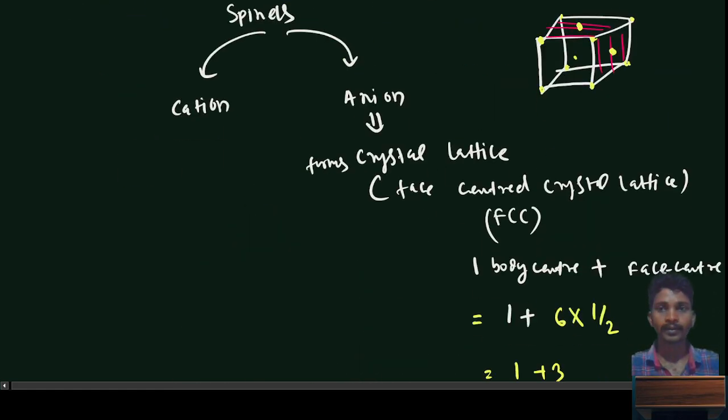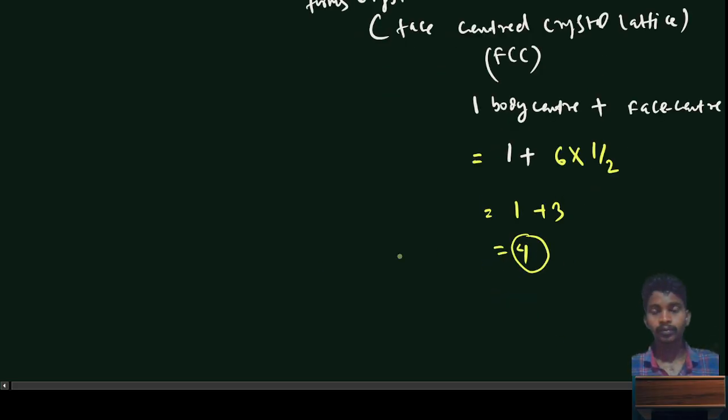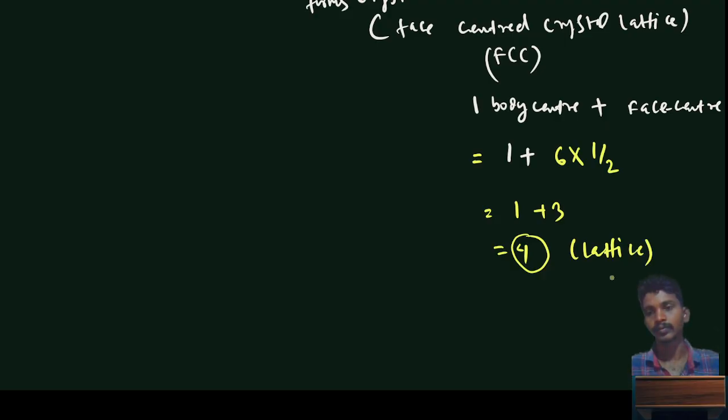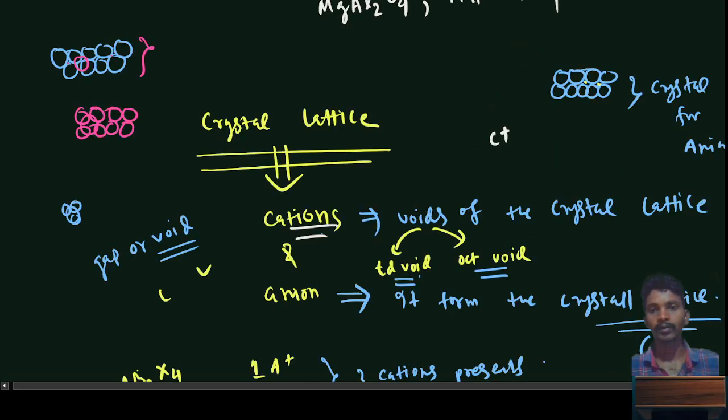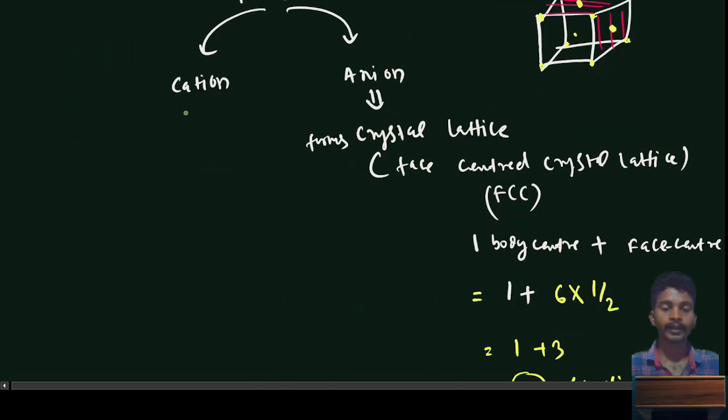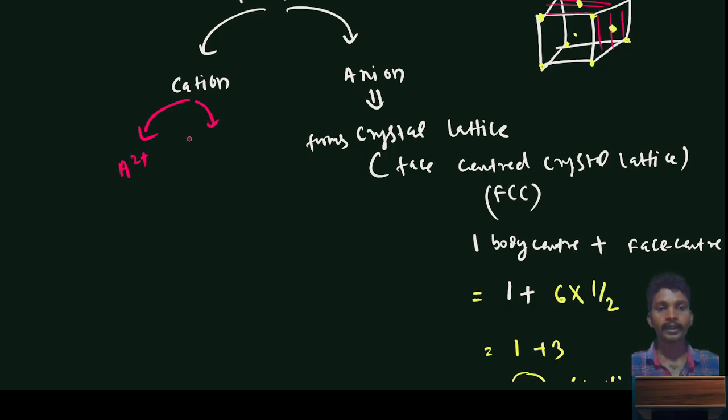Similarly, the crystal lattice is 4. This is the lattice. Now the cations, this can be a dication, and this can be a trication, that is 2 cations.